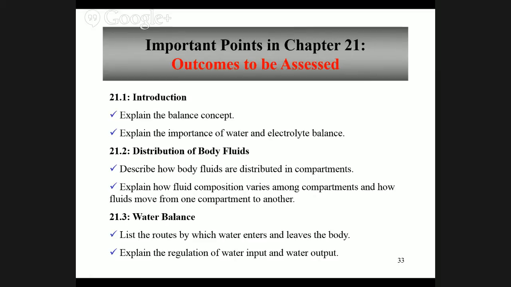Okay, so real quick, we're going to talk about Chapter 21's outcomes to be assessed. Introduction: explain the balance between acids and bases, explain the importance of water and electrolyte balance. Distribution of body fluids: how body fluids are distributed in compartments, intracellular, extracellular, and transcellular. Explain how fluid composition varies among compartments and how fluids move from one compartment to another by osmosis or hydrostatic pressure. Water balance: list the routes by which water enters and leaves the body. Explain the regulation of water input and water output.